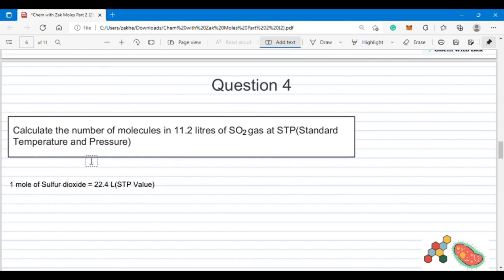Now, to do this question, we have to say moles is equal to volume divided by the molar volume. And the molar volume is the STP value. We're going to now say that moles is equal to 11.2 liters divided by 22.4 liters, which, if you put this into your calculator, you should get a value of 0.5 moles of sulfur dioxide.